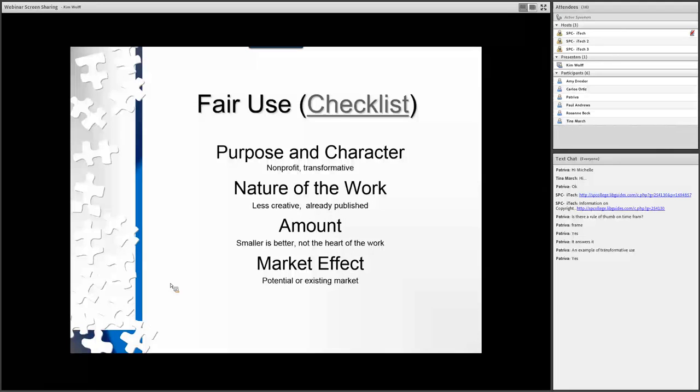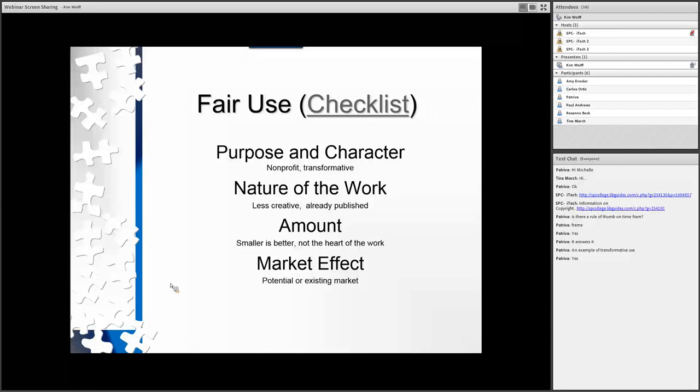As for the nature of the work, we're basically looking at the nature. Is it more artistic or creative versus more factual? Is it published or is it unpublished? And so when we're looking at the nature of the work, we would be looking to whether there would be a fair use concerning the creativity. We'd be looking at whether it was published or unpublished. There would be a favoring of the published work, and there would also be a favoring of the factual and less creative work.